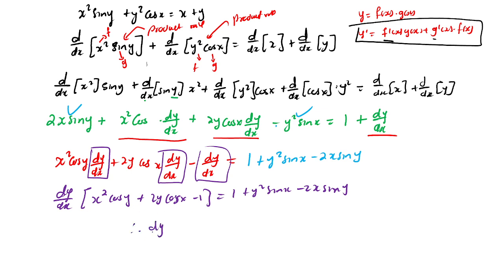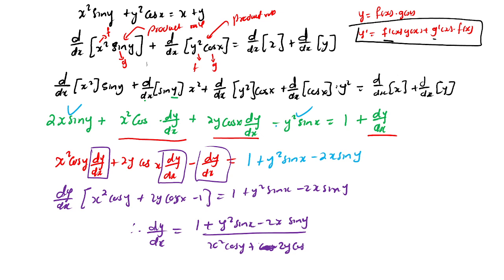So our dy over dx is going to be 1 plus y squared sine x minus 2x sine y, all over x squared cos y plus 2y cos x minus 1. This thing is long. You see, now we're starting to make unnecessary mistakes. So yeah, this is how we get to the answer, and this is where we're going to end for today.